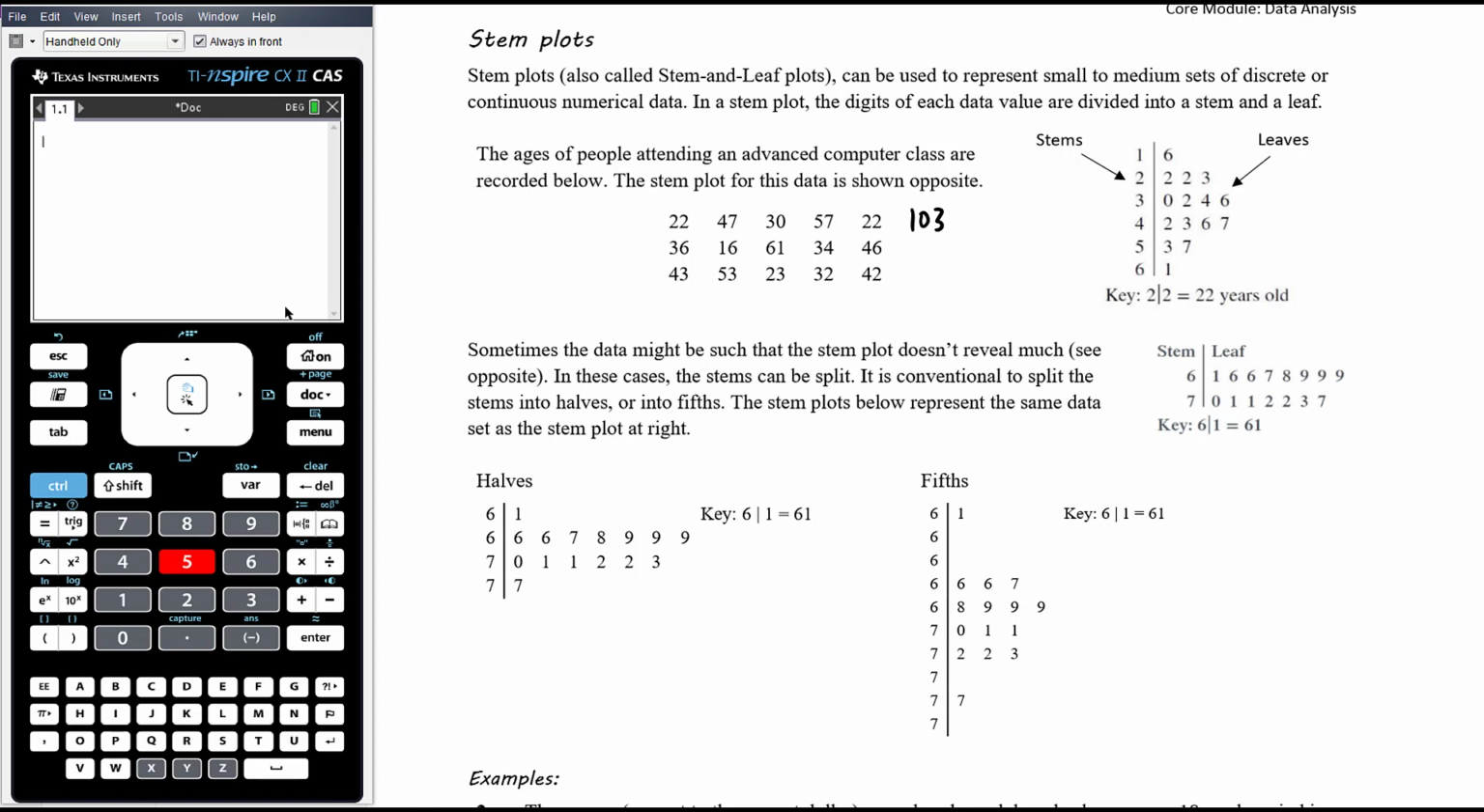So that's the first thing you've got to identify. What are the leaves? What are the stems? What's the smallest stem? What's the biggest stem? And then list all the stems. Okay? Then next to each stem, you put the corresponding leaf.